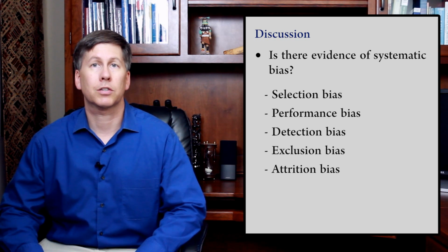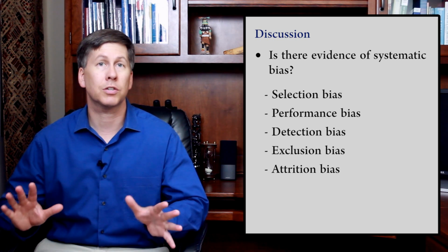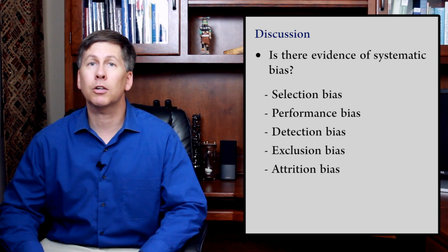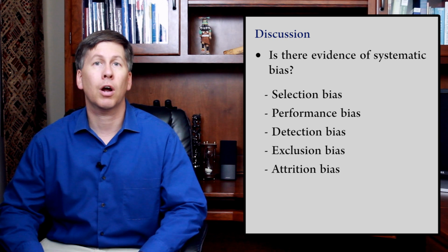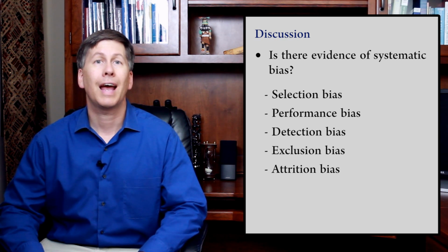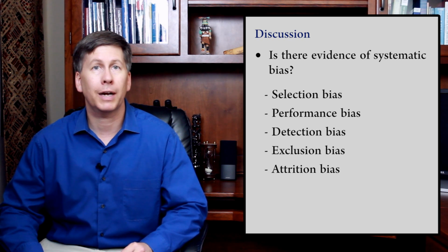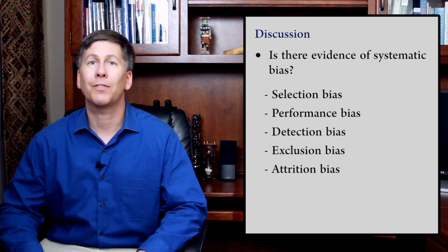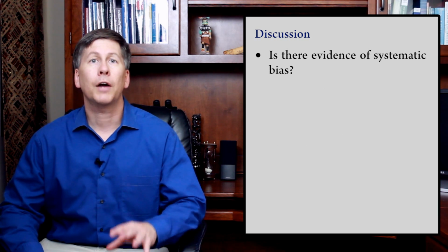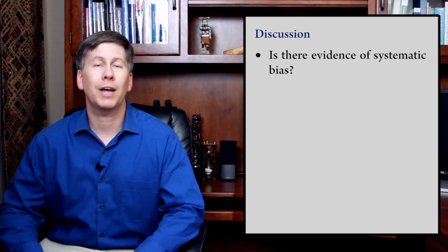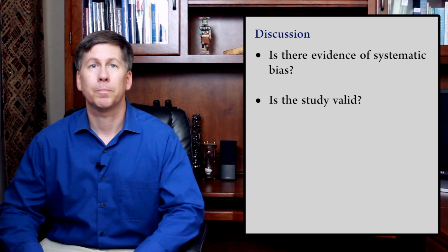Attrition bias exists when outcome data is not available because patients completely dropped out of the study. Attrition bias is particularly problematic when dropout rates are high or unequal between the intervention and control arms. And the only way to be sure that attrition bias is not present is to have equally high follow-up in both arms. Another way to frame the presence of bias is to ask, is the study valid? Validity in a clinical trial simply means an absence of bias.